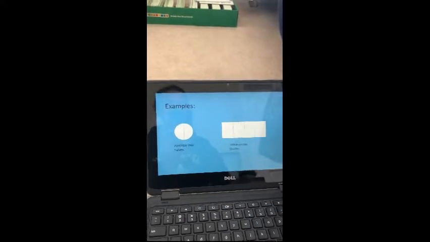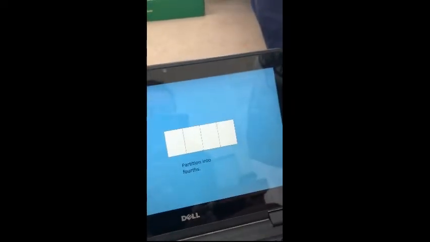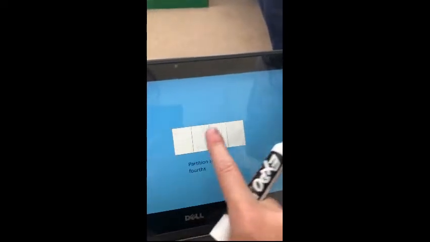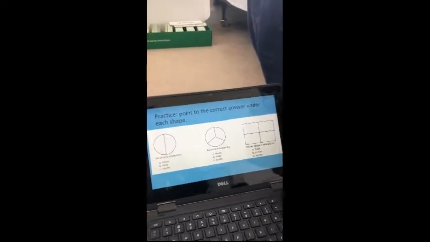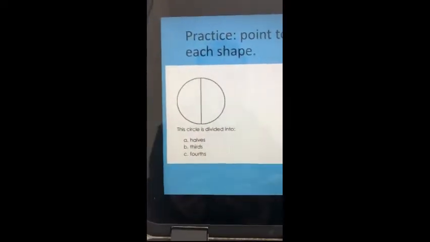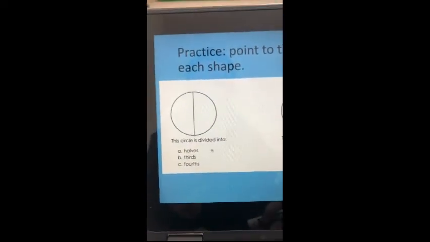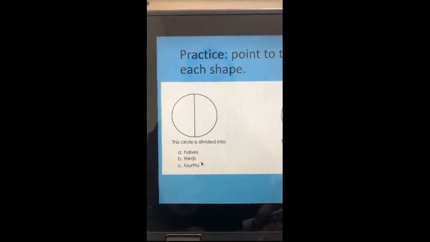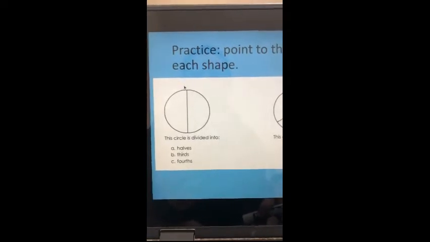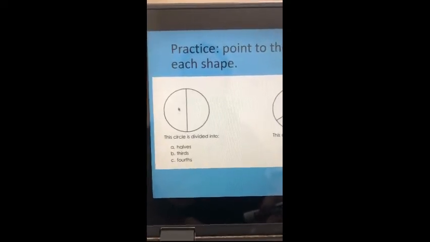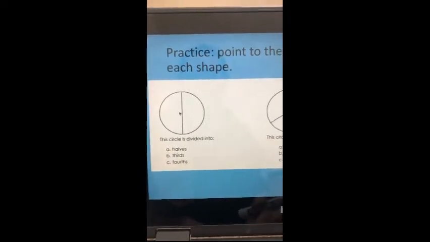All right, so here are some examples. A circle partitioned into halves, 2 parts, 1 whole. Here's a rectangle partitioned into fourths, 1, 2, 3, 4 parts of 1 whole, and they're all equal parts, right? All right, we're going to practice these together. This circle is divided into, is it divided into halves, thirds, or fourths? Halves, right? Because it's cut right down the middle, it's cut in half. There are 2 pieces, that's halves, 2 equal pieces.